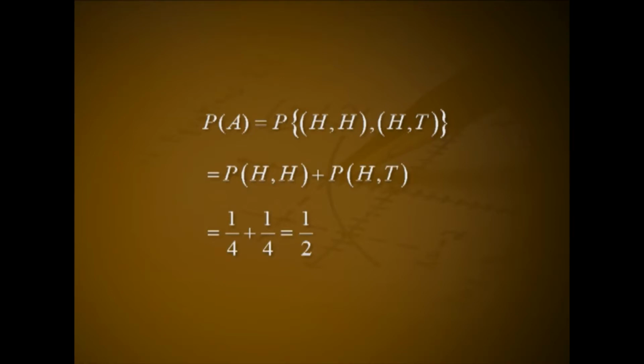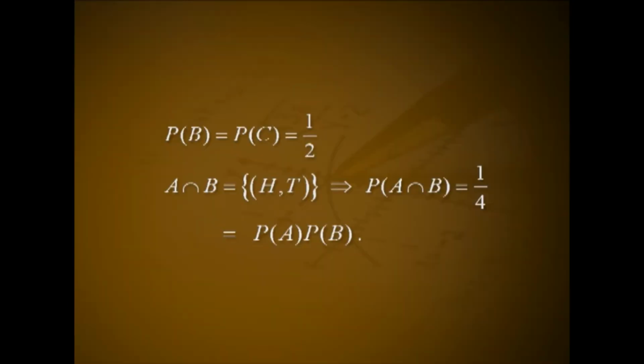Then probability of A equals probability of the set containing ordered pairs HH, HT, that is equal to probability of HH plus probability of HT, that is 1/4 plus 1/4, which is equal to 1/2. In a similar way, probability of B equals probability of C, that is equal to 1/2. A ∩ B equals the set containing the ordered pair HT. This implies P(A ∩ B) = 1/4, that is equal to P(A) P(B).